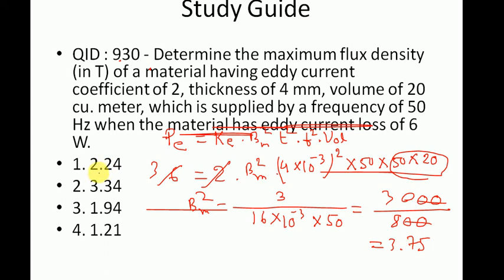Now coming to the options. It is very difficult to calculate the root of 3.75 without the calculator. But if I look at the options: 2.24, 2.2 square, 22 into 22 is around 484. 3.3 means greater than 9. 1.9 is very close to 3.7, the square of 1.9 is close to 3.7. 1.2 square is 1.44. So looking at the options, the nearest option is 1.94, and it will be the correct answer given by the Staff Selection Commission.